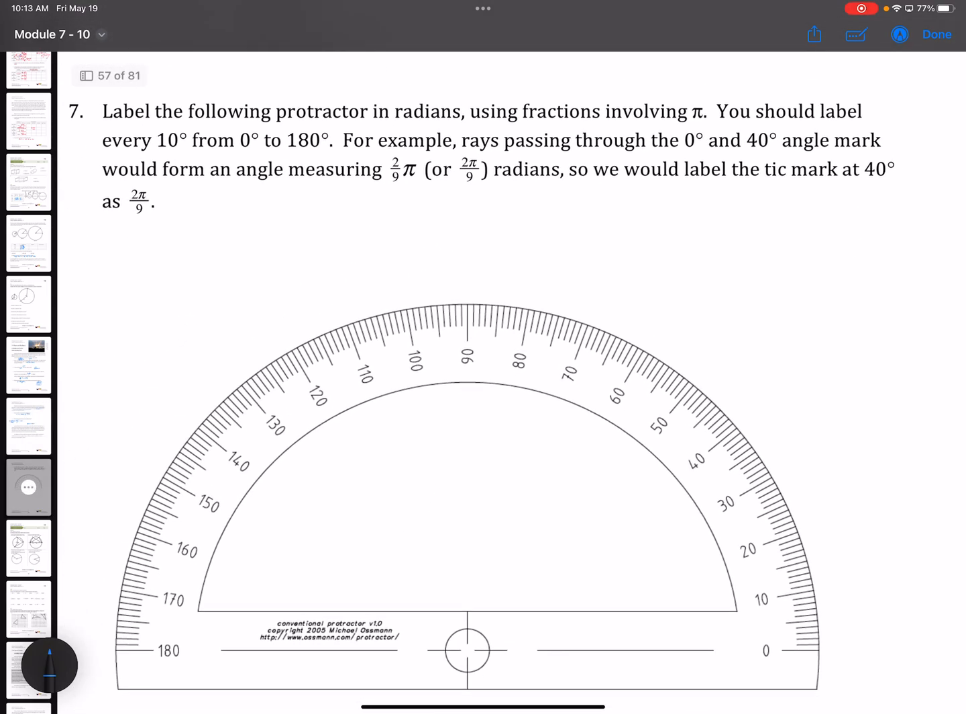This is a short lesson. So what we're going to do is label our protractor, which is labeled currently in degrees, in terms of radians. Okay?